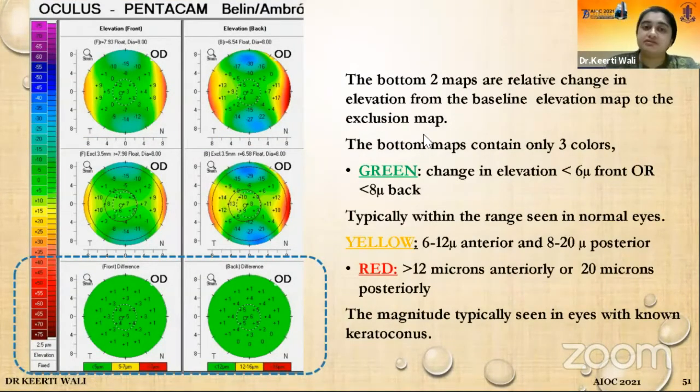The third zone has only 3 colors: green, yellow and red. This gives the difference between the two of them, the regular BFS and the enhanced BFS difference. Okay. So the third zone gives us 3 colors, green meaning it's normal, yellow is a borderline difference, and red showing that it's a pathological change, the magnitude that we typically see in keratoconus patients.